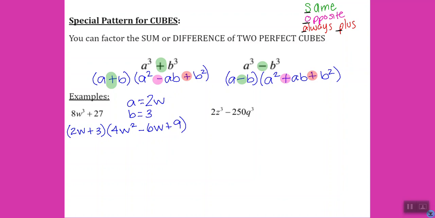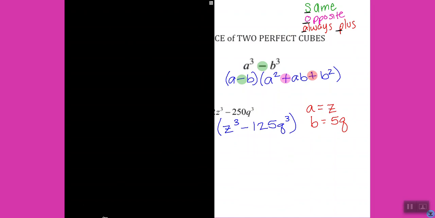Now, in the second one, 2's not a cube and neither is 250. What we have here is a GCF we need to take out. So if we factor out the GCF of 2, we'd be left with Z cubed minus 125 Q cubed. And now we do have perfect cubes. A would just be Z and B would be 5Q. I'm going to ignore this 2 for a little bit and then I'll bring it back in at the end. So I would have Z minus 5Q for my A minus B.